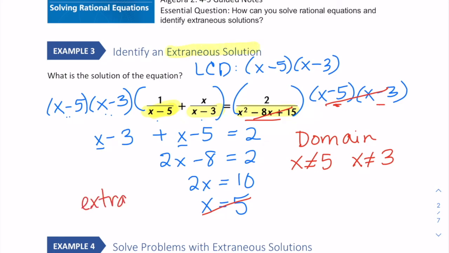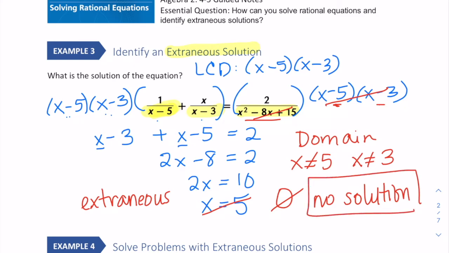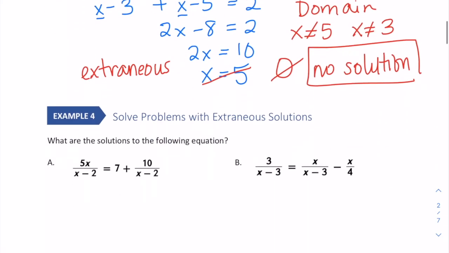So we solved the equation. We were able to find a value for x, but it actually didn't work because it was not included in the domain. So this whole equation will have no solution. We don't have any values for x that would make this true. Okay, let's look at the next example.